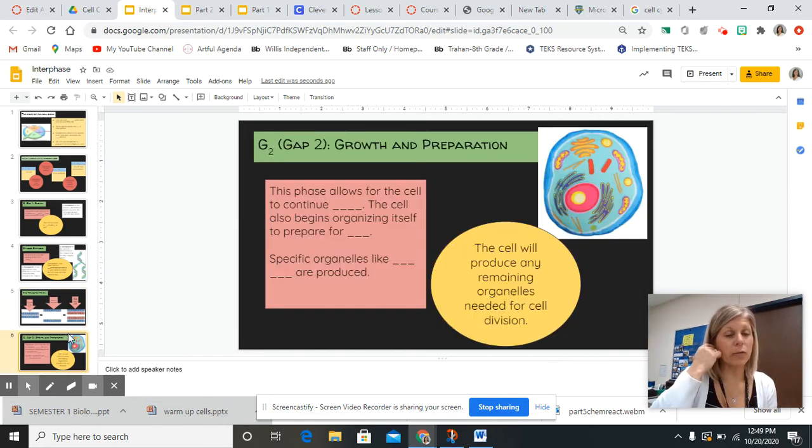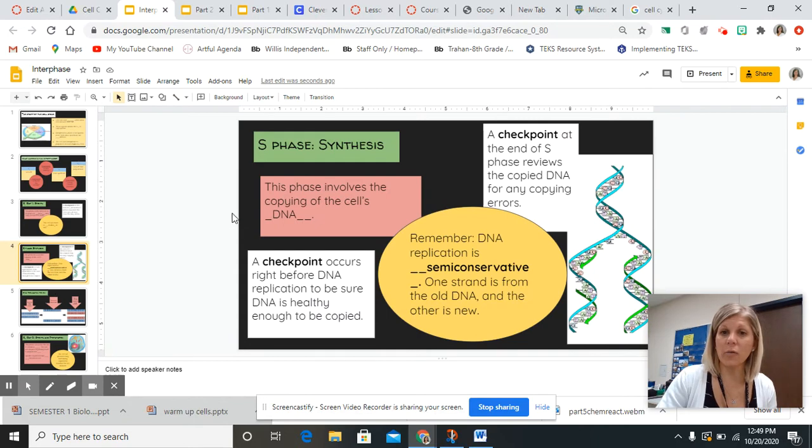And then, of course, finally, if we look at our last phase, or I should go back for a second. Let me go back to this slide just to remind you, there is a checkpoint at the end of the S phase. We have to go back and check and make sure that we didn't have any copying errors, in the same way that I went and checked your work when you were doing DNA replication to make sure that you base paired correctly. There's a checkpoint here to make sure that the DNA has been copied correctly so we don't have any mutations or any other kind of errors.